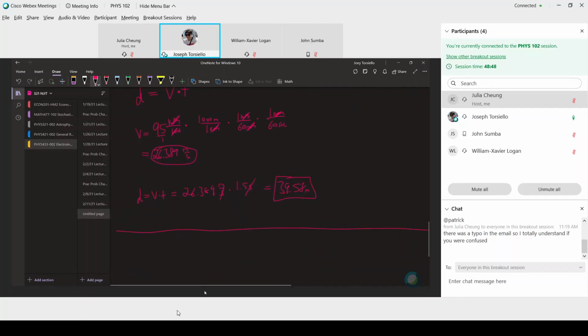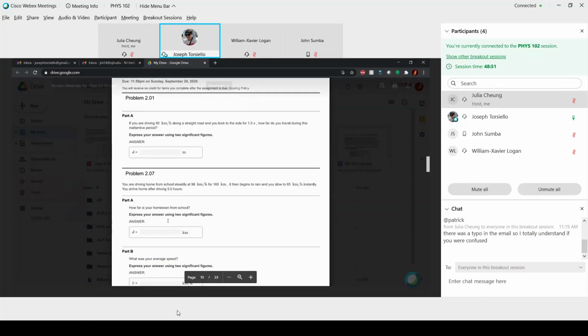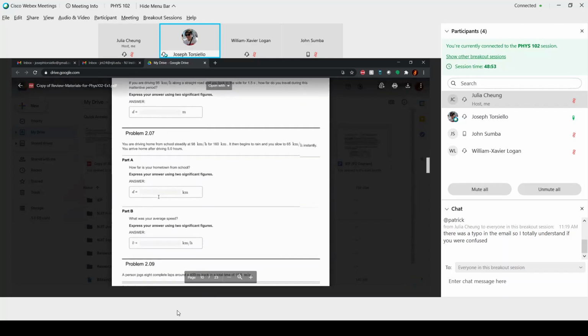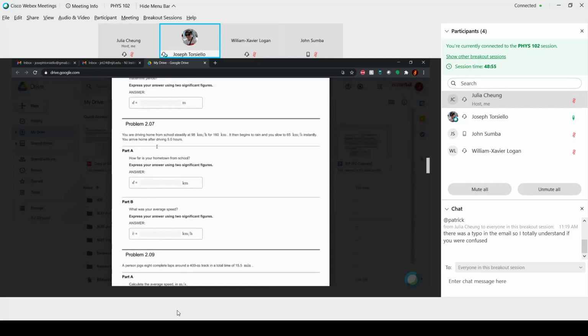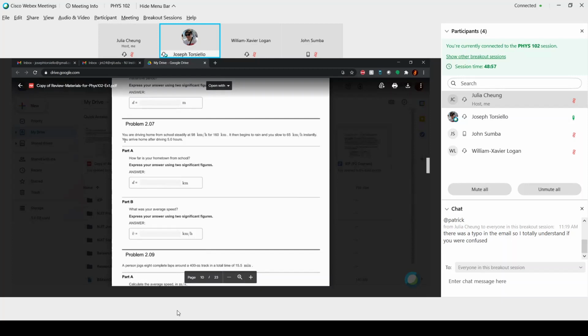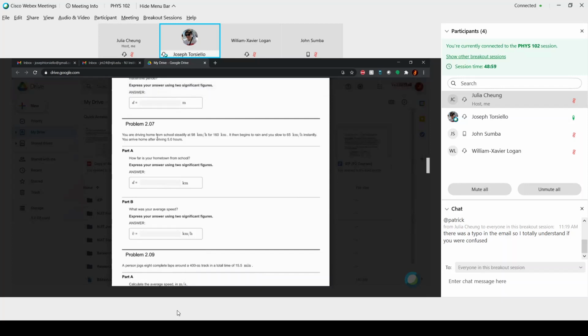And let's try to do one where you have to find average speed, because that one could be a bit complicated. There's one right here. So let's see. You're driving home from school steadily at this speed for a distance of 160 kilometers. So you travel at this speed for this distance. It then begins to rain, and you slow to 65 kilometers per hour instantly.